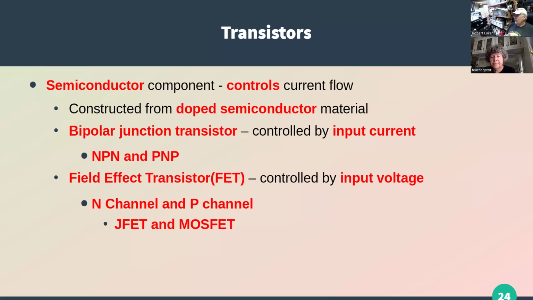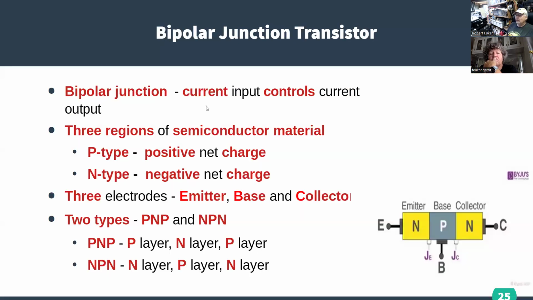So there's no current flow. It's using an electric field to control the amount of current that flows between what we call the source and drain, which are sort of equivalent to the collector and emitter. And again, you can have two types, N channel or P channel, depending on whether it's two P's and one N or two N's and one P. So the main thing is on a bipolar junction, remember that the current input controls the current output.